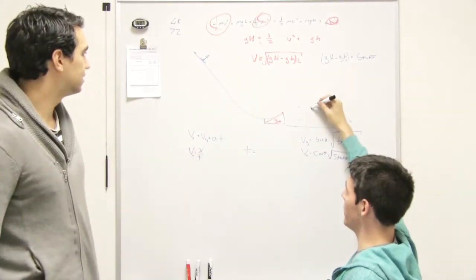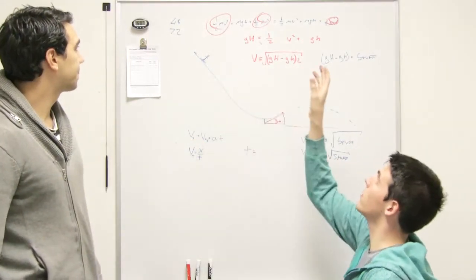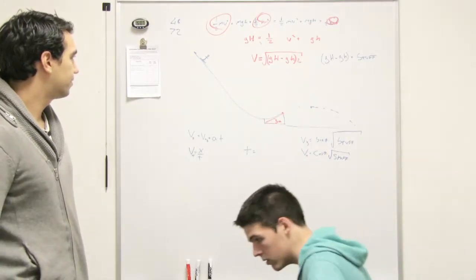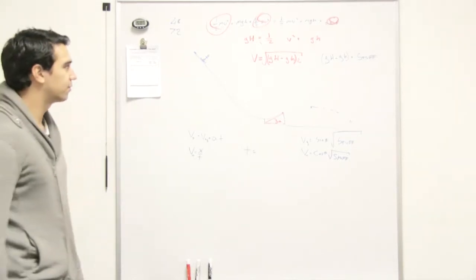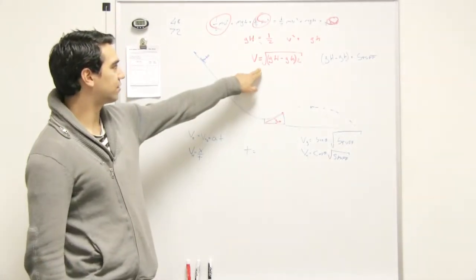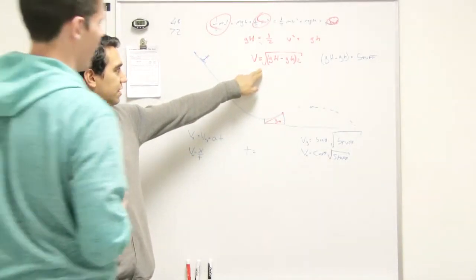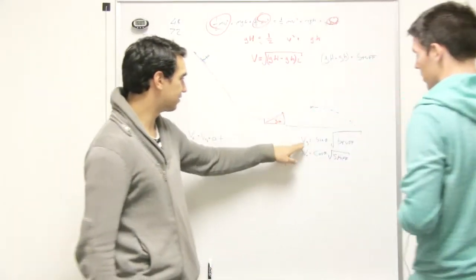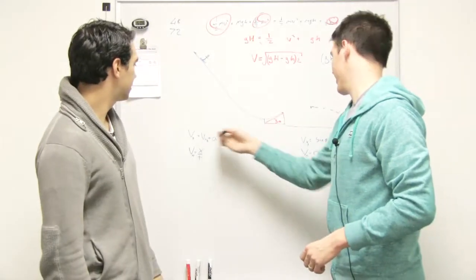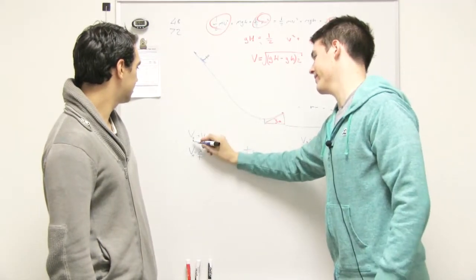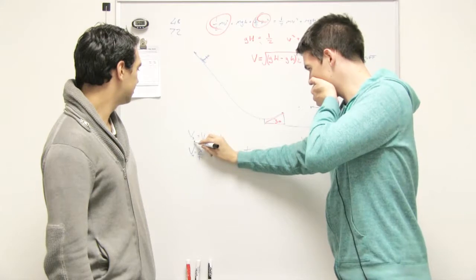Our y final is right here, right? Where it goes at the top, the apex of the slope. 0. So this is our y initial, and this is our y final. So I had them backwards. Okay. That is that one, and this is y final.